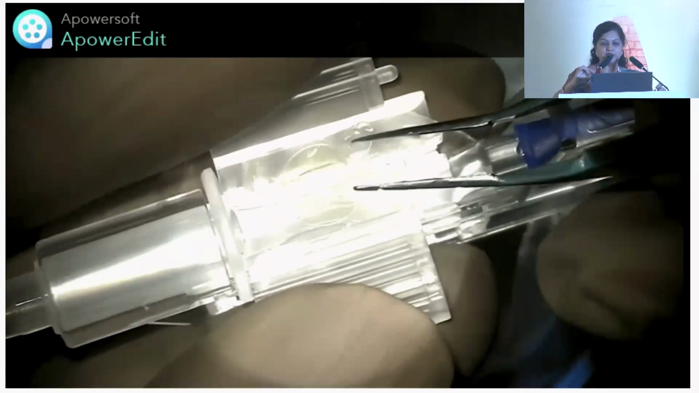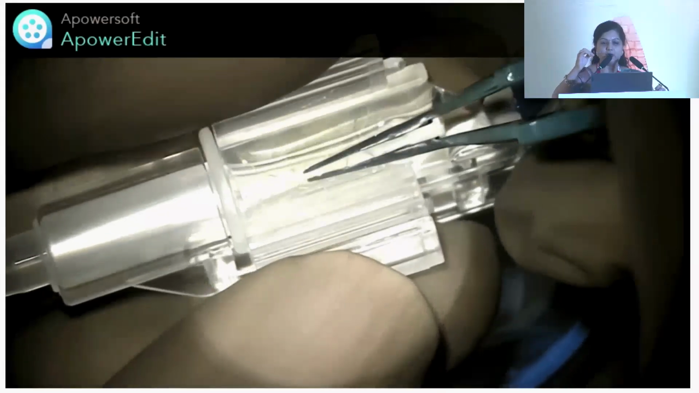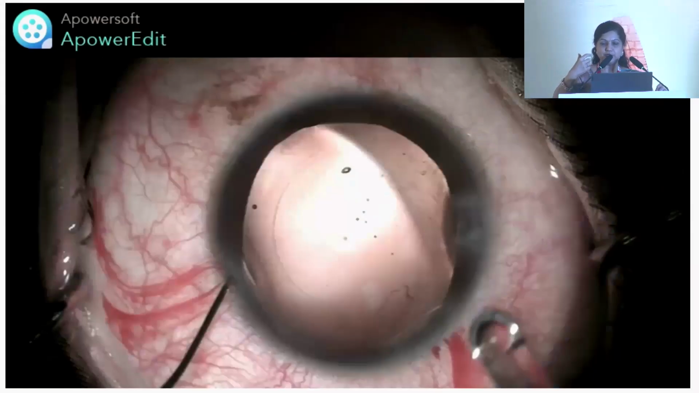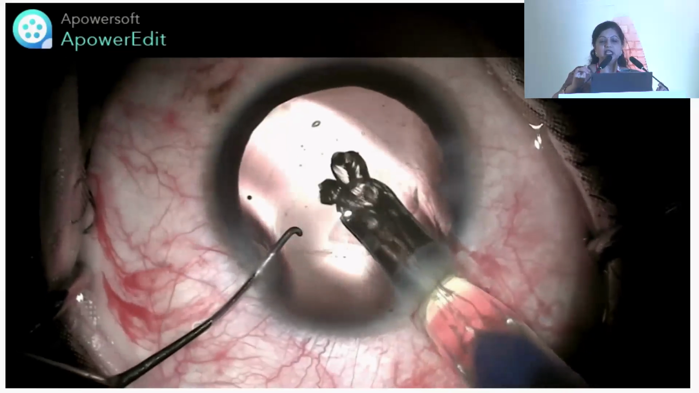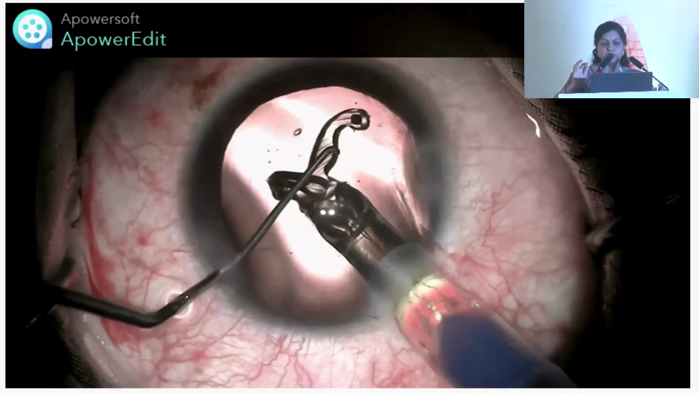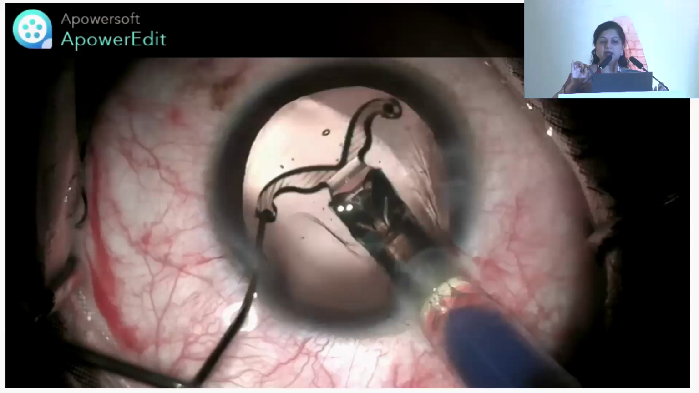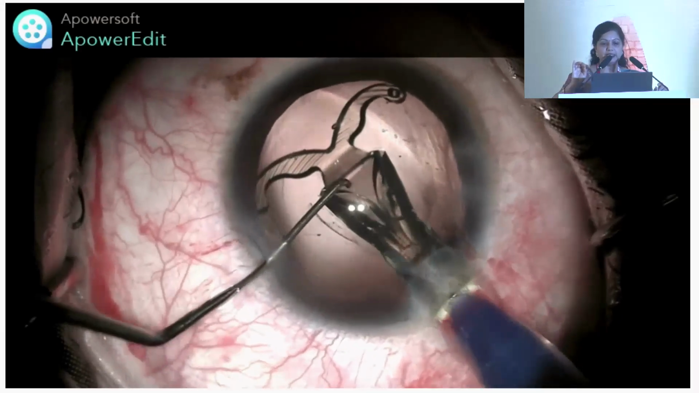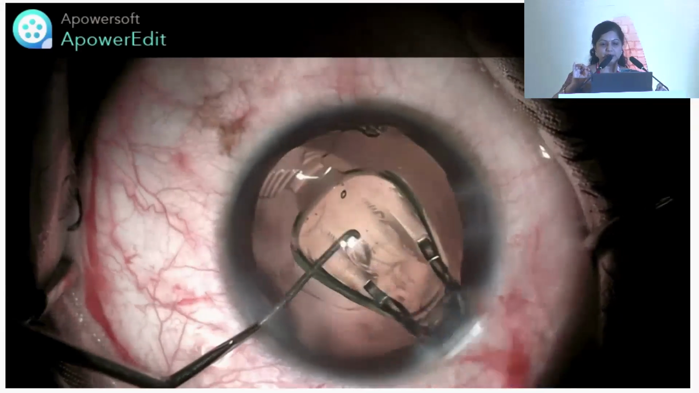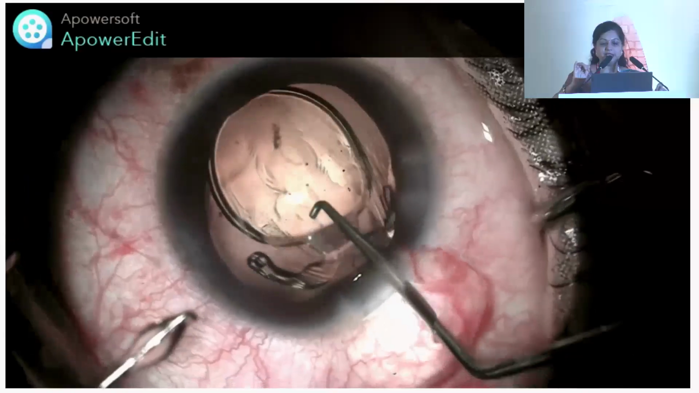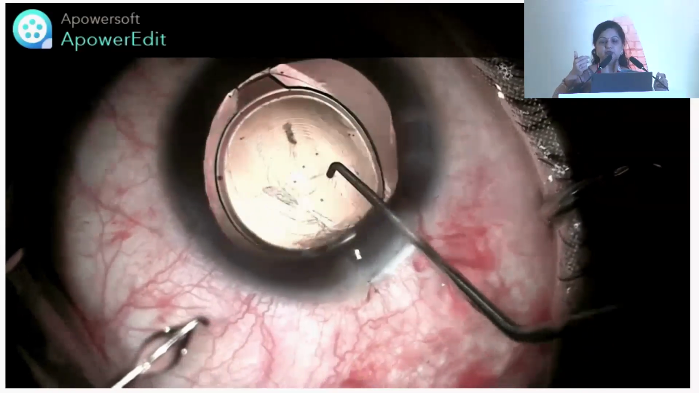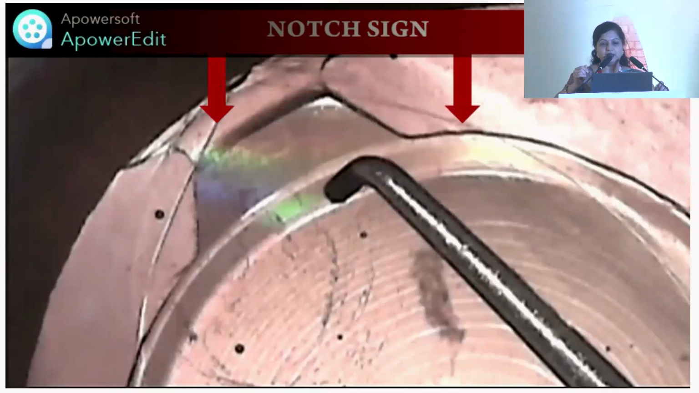Then you implant it into the cartridge, very gently seeing that the optic edge and both the haptics on each side are properly placed, and push the plunger to see that it moves smoothly. Very smoothly it goes in through a 2.2 millimeter incision, and you have to carefully see that both the haptics go into the capsular bag, the optic opens up, and with a gentle tap, the trailing two haptics also go into the capsular bag.